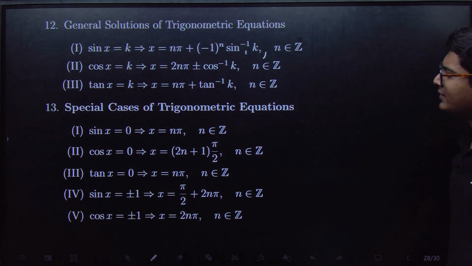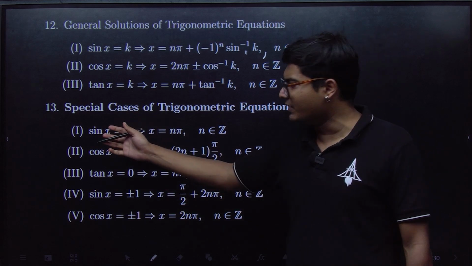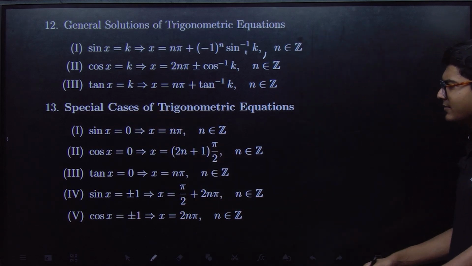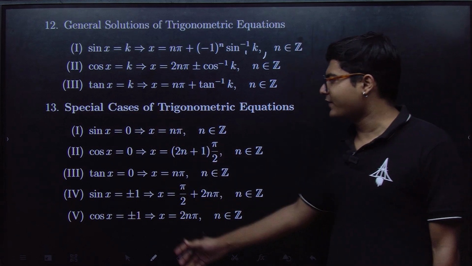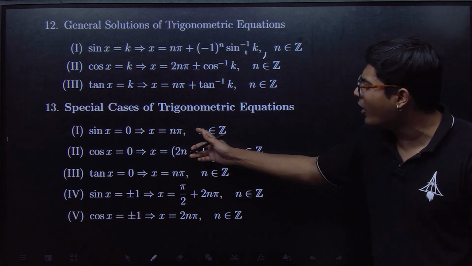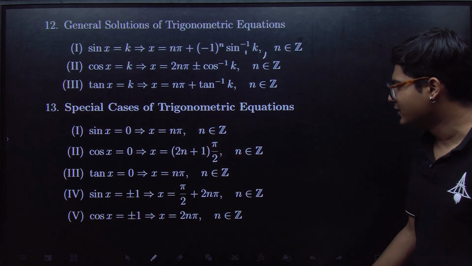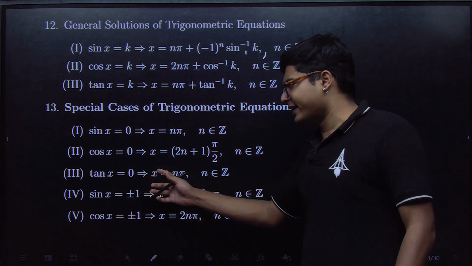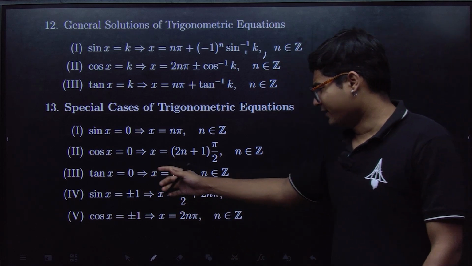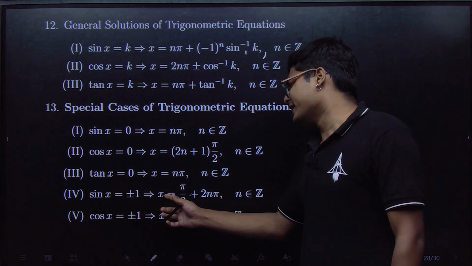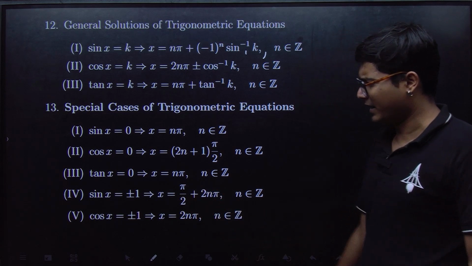Now, special cases of some trigonometric equations. If sin x is equal to 0, then x is nothing but an integer multiple of pi. Similarly, if cos x is 0, then x is an odd multiple of pi by 2, so 2n plus 1 times pi by 2, where n is an integer. Similarly, if tan x is equal to 0, then x is an integer multiple of pi. Sin x equal to plus or minus 1 implies that x is pi by 2 plus 2n pi.